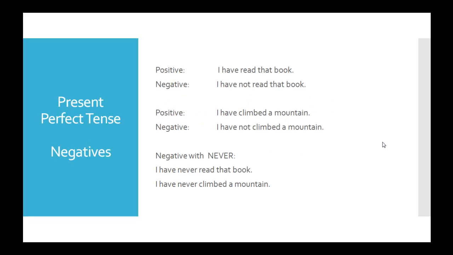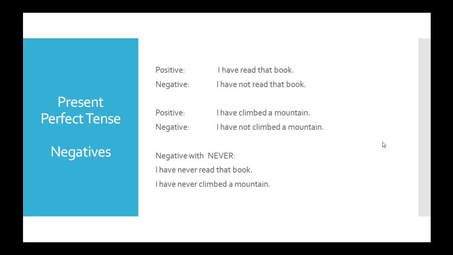We can make negative sentences in present perfect tense in two ways. One way is to insert not in between an auxiliary verb have and the main verb. If a positive sentence is, I have read that book, then the negative form of this sentence would be, I have not read that book. Or with a contracted form, it would be, I haven't read that book.